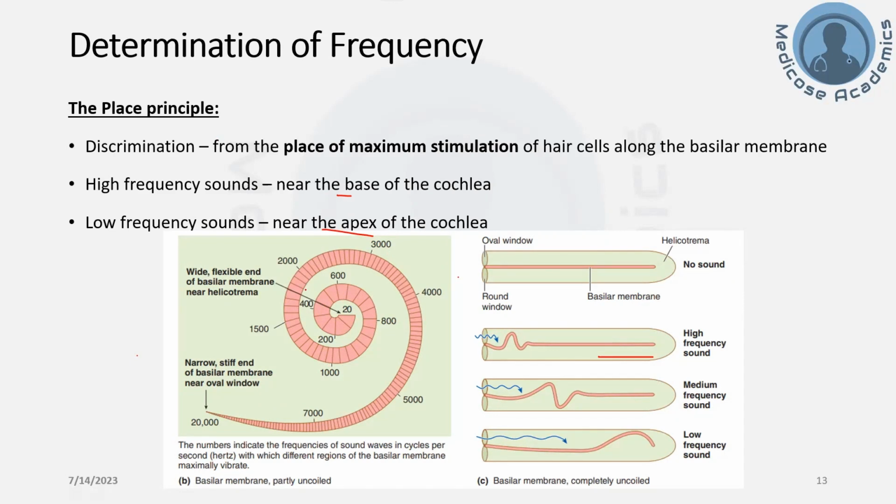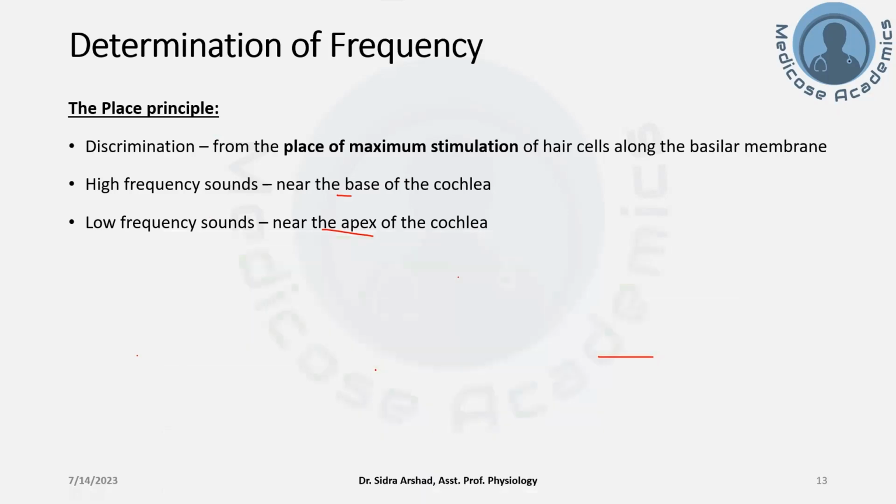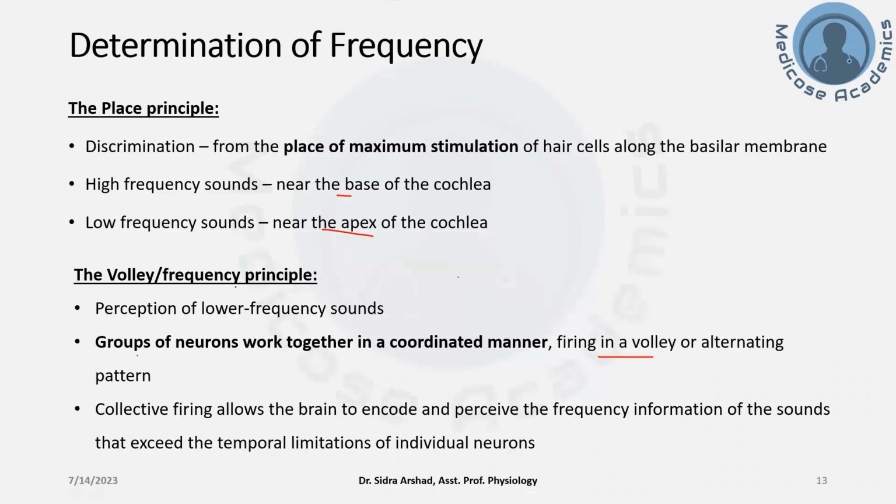So the place principle helps in determination of frequencies between the range of 200 to 20,000 hertz. For low frequency sounds, that is between 20 to 2000 hertz, another principle is involved as well, which is known as the volley or frequency principle. It is involved in the perception of low frequency sounds.